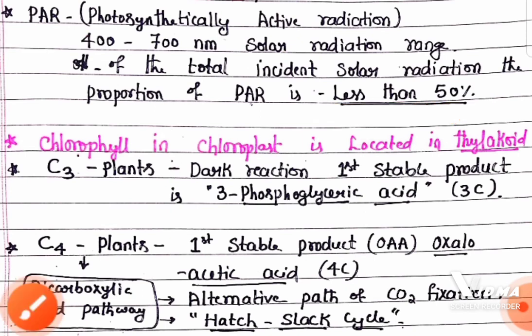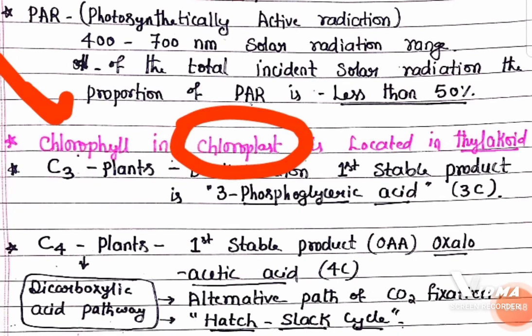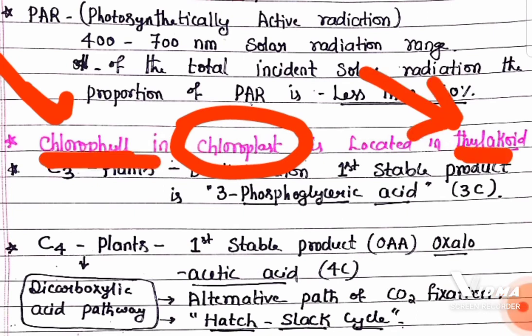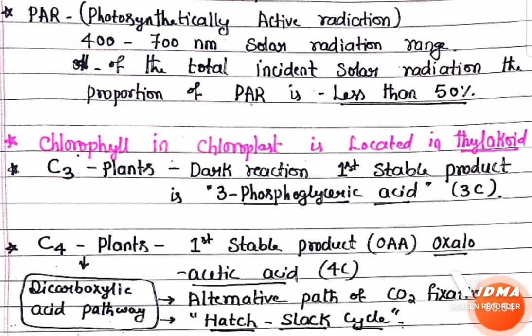And chlorophyll in the chloroplast is located in the thylakoid. In the thylakoid of the chloroplast, the chlorophyll pigment is found.